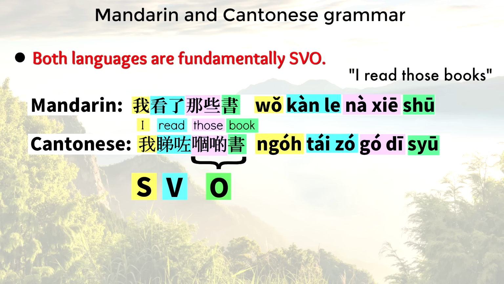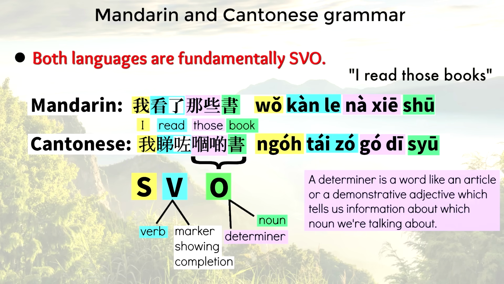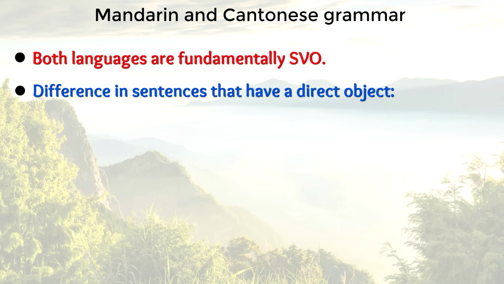Even though the words are different, in both languages the verb consists of 2 parts. The verb itself, followed by the perfective marker, which shows completion. And in both languages the object includes 2 parts, a determiner followed by the noun. A determiner is a word like an article or a demonstrative adjective which tells us information about which noun we're talking about.